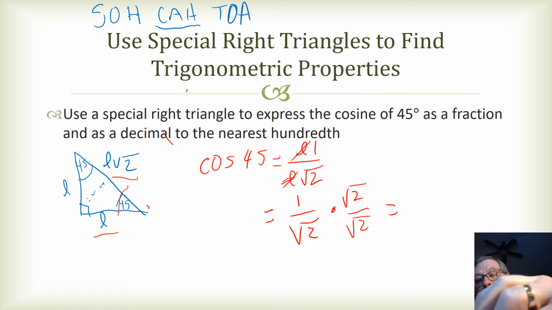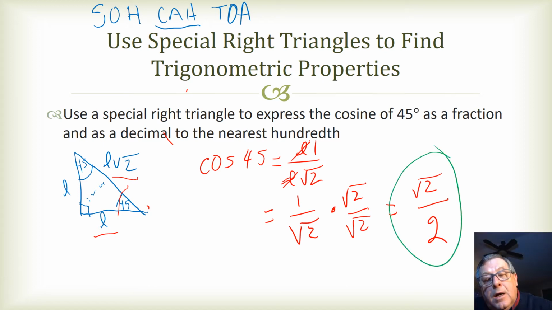But let's finish our operation here. So then we've got the square root of 2 over the square root of 2 times 1, which is the square root of 2. And in the denominator, the square root of 2 times the square root of 2, well, that cancels the square roots out and just leaves us with 2. And shazam, the cosine of 45 degrees in a special right triangle is going to be equal to the square root of 2 over 2.